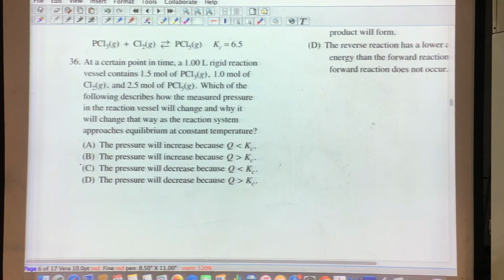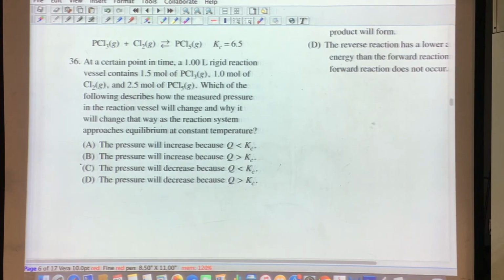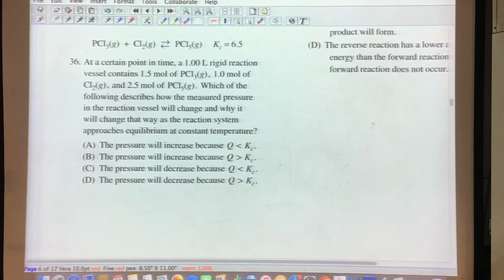Number 36, classic question. Classic. You will see Q versus K in so many different ways. This one is an obvious question. At a certain point in time, a 1-liter rigid container has these amounts of moles of gases. Now you notice it's in 1 liter, so I can get molarities pretty simply. The molarities are the moles, because it's mole over liter. Which of the following describes how the measured pressure in the reaction will change and why it will change?